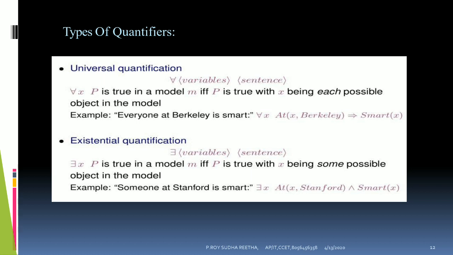And similarly, the existential quantifier is the reverted E, variable, sentence. Reverted E of X, P is true in a model if P is true with X being some possible object in the model. For example, someone at Stanford is smart. This can be represented using the existential quantification in the above way. And we'll see a few other examples for universal and existential quantifiers in the next video lecture.